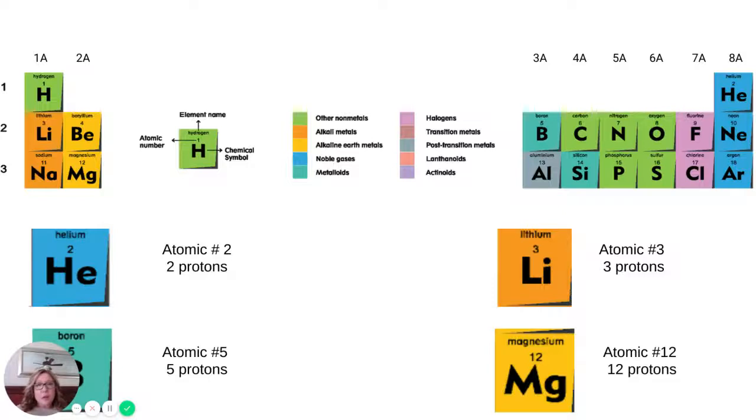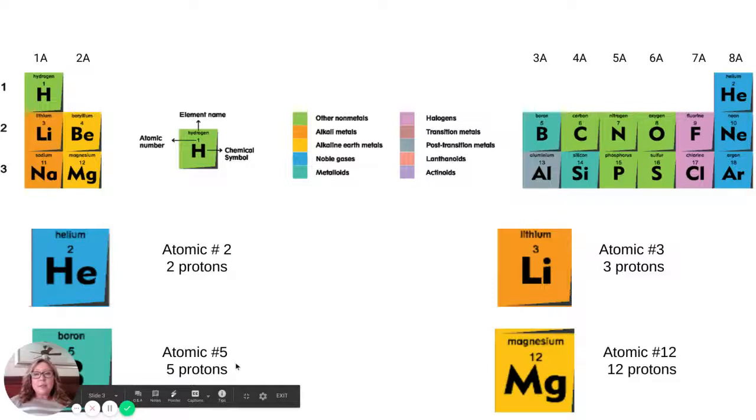Well, those numbers are not arbitrary. Those are called the atomic numbers of the element, and they actually serve a purpose. They tell you something about each of the elements. So let's look at helium. Helium has an atomic number of 2, lithium, atomic number of 3, so on and so forth. That atomic number actually corresponds to the number of protons that that element has. So helium with the atomic number of 2 has 2 protons. Lithium with the atomic number of 3 has 3 protons. Boron with the atomic number of 5 has 5 protons. Magnesium with atomic number of 12 has 12 protons, and so on and so forth.